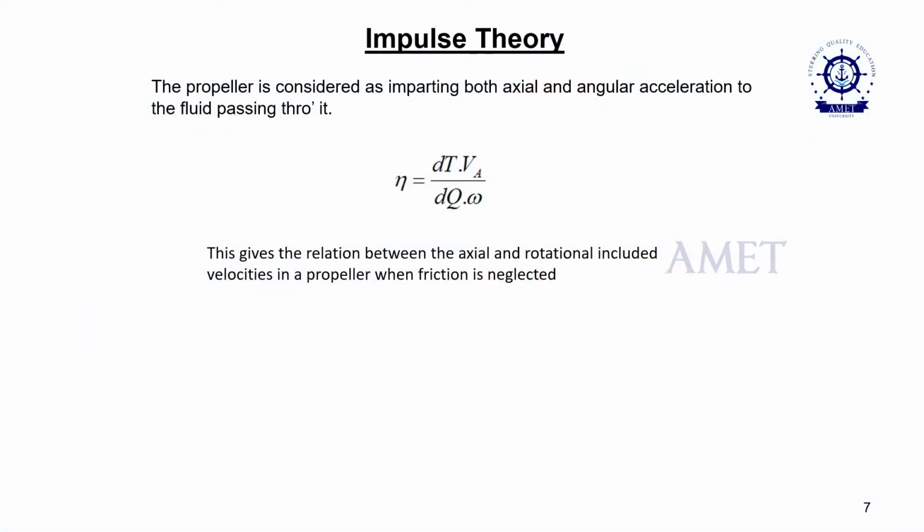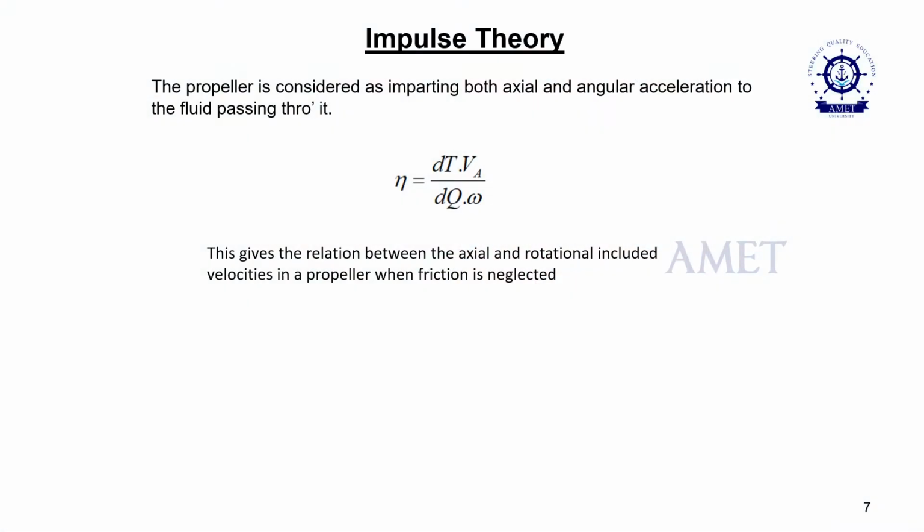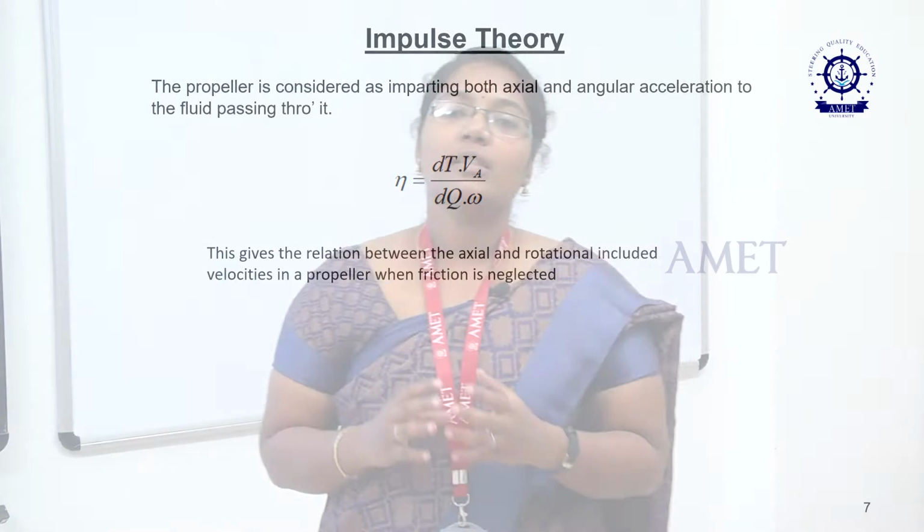So what this theory gives is the efficiency equal to dT by dQ, which is thrust by torque. And the result of this theory is that it gives the relation between axial and rotational velocities when friction is neglected. This is the major difference between these two theories.